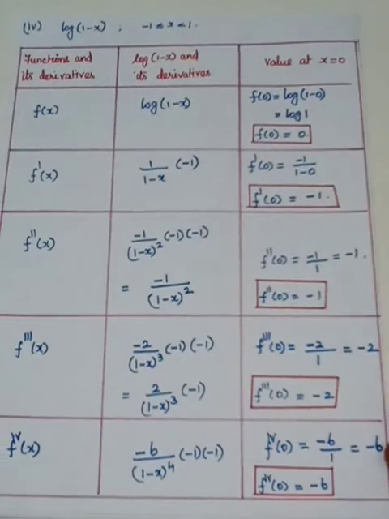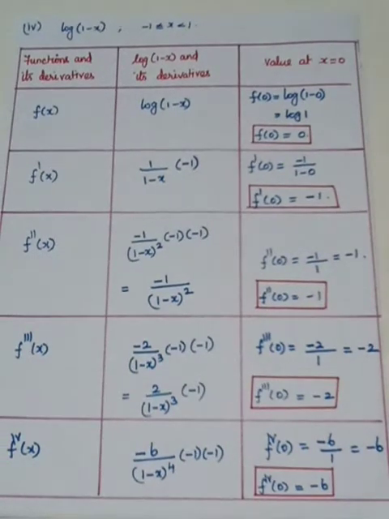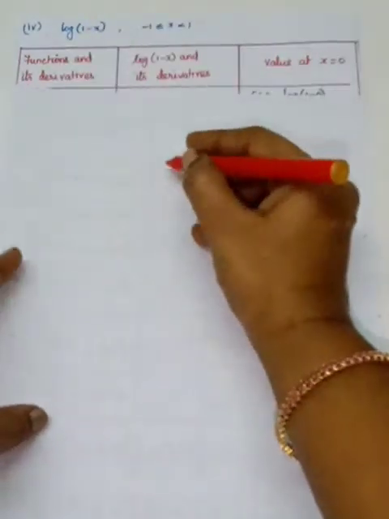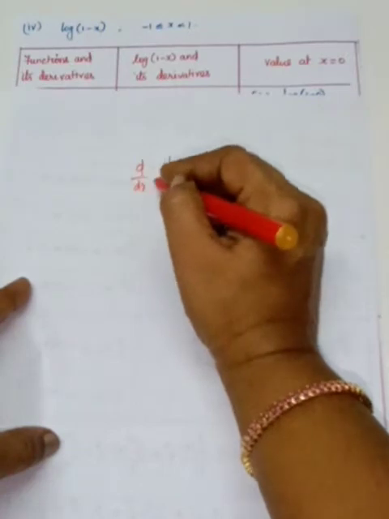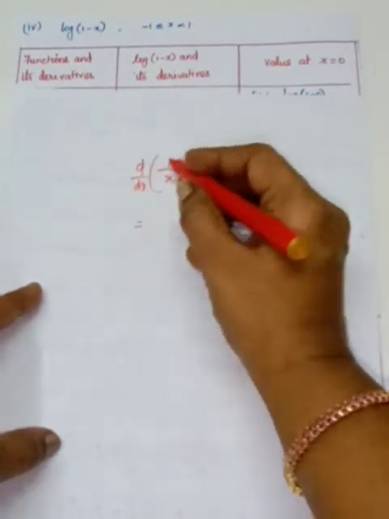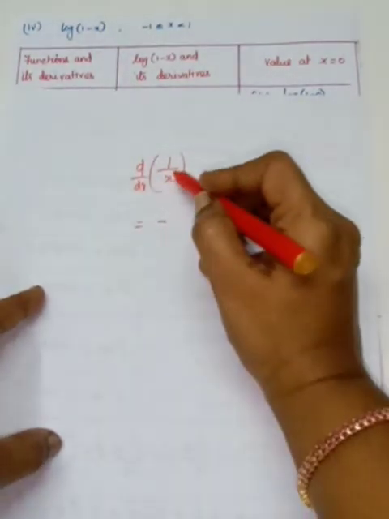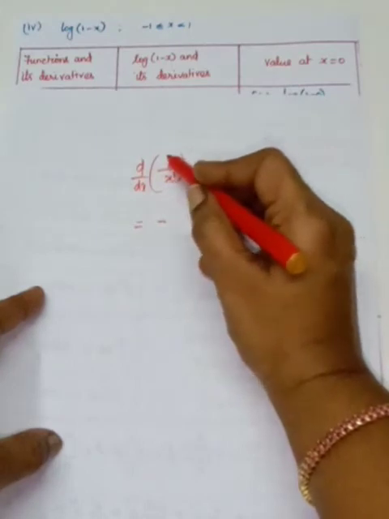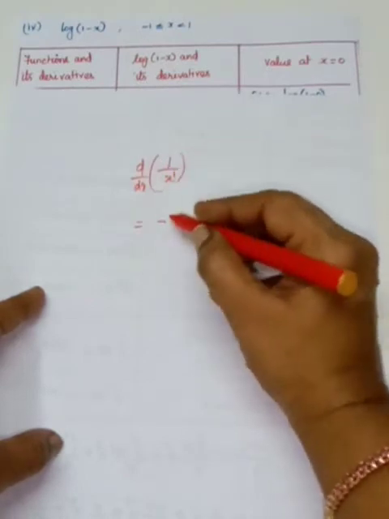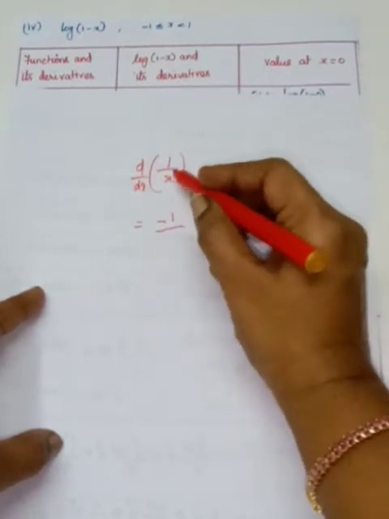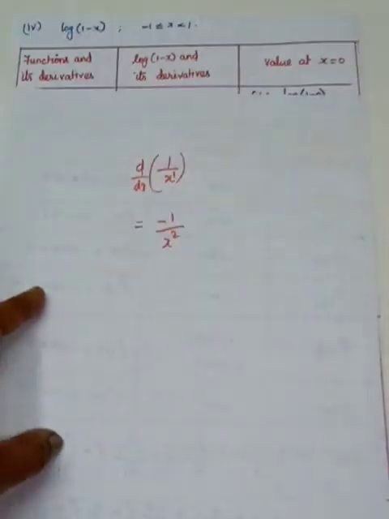So 1 by x, if you want to differentiate, 3 steps have to be followed. One, you have to change a sign and the power will come to the numerator and you have to multiply with the number in the numerator. So 1 into 1 is 1 divided by, and the power has to be raised, so it is x squared.